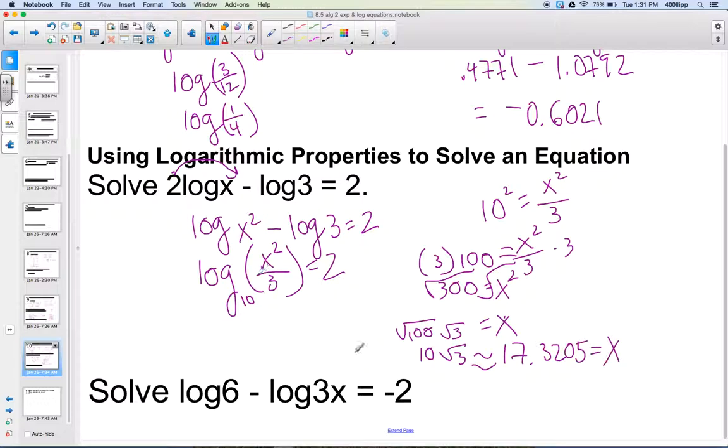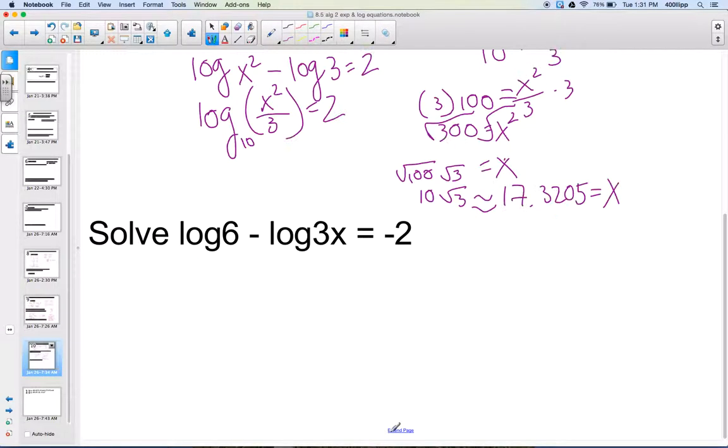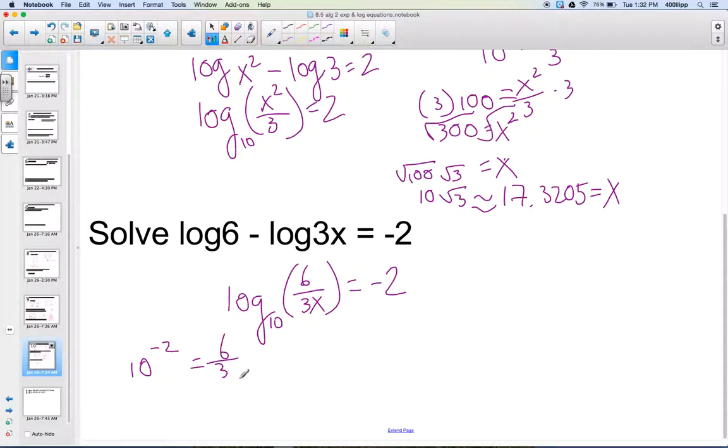Okay, one more here, which is similar. We're going to write it as a single log first, so we're subtracting again. So I'm going to divide 6 over 3x is equal to negative 2, log of that. Again, there's no base written in, so it's a base of 10. So I'll have 10 to the negative 2 is equal to this whole thing, 6 over 3x.